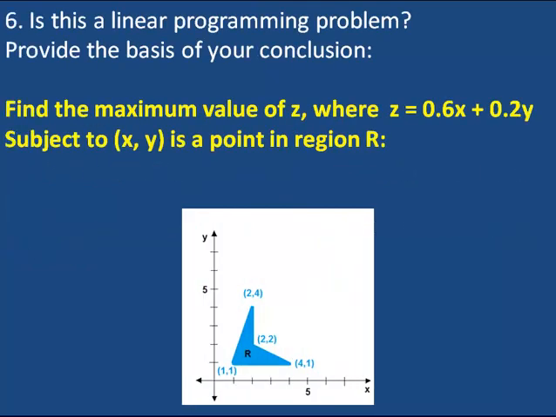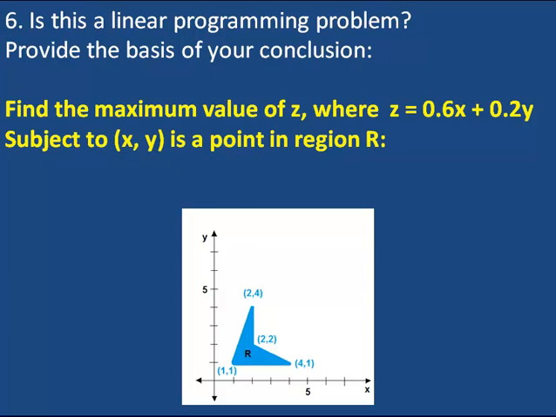Exercise 6. Is this a linear programming problem? Provide the basis of your conclusion. Find the maximum value of z, okay, it's optimization, where z equals 0.6x plus 0.2y. Okay, that is a linear function. So far, so good. Subject to x, y is a point in region R.